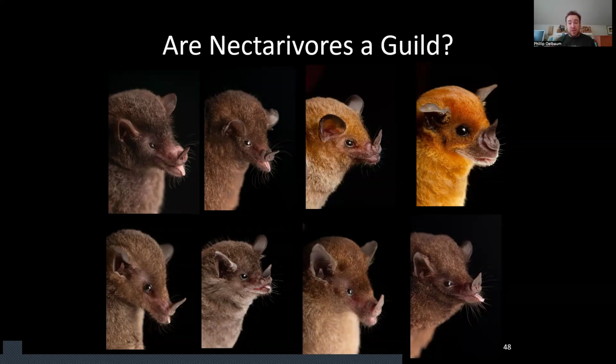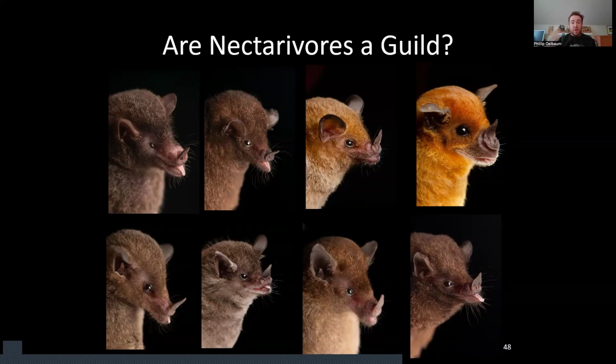So these are all photos by Jose Gabriel Martinez Fonseca, who gave the talk last week, I believe. And these are all bats that we catch at this community in Costa Rica.